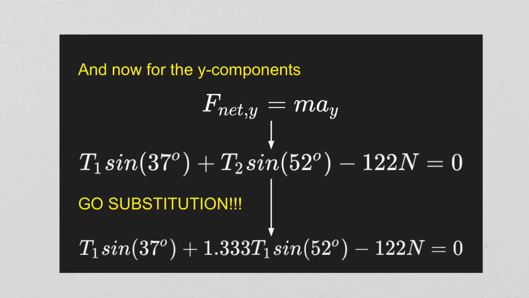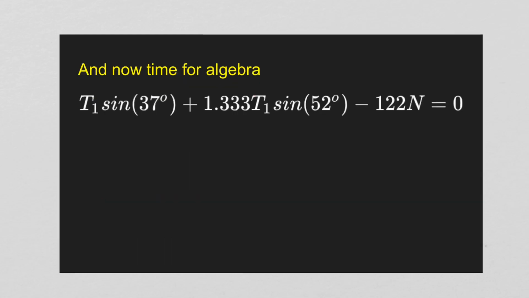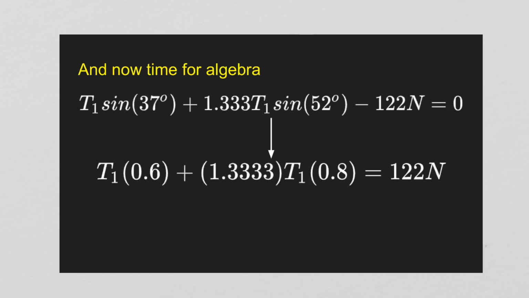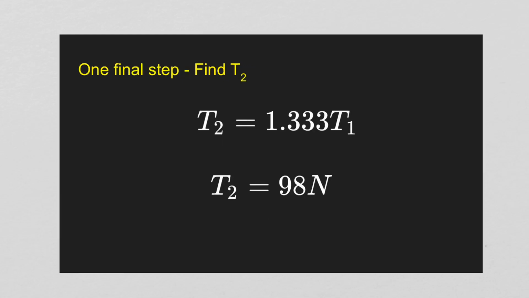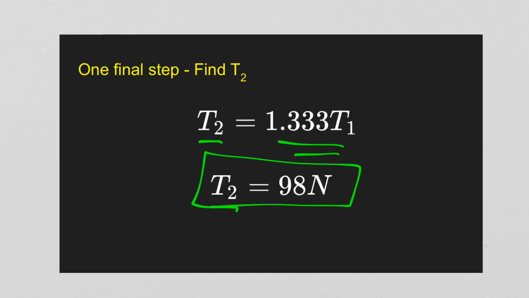But let's go substitution. I know that T2 is equal to this from my y equation, which now I can just algebra it out and get that T1 is equal to 73 newtons. Combine that with my previous expression, where T2 equals 1.33 T1, and I get T2 is equal to 98 newtons. So we used two equations, two unknowns, but you need to use the knowledge of x's and the y's in order to get your final answer.